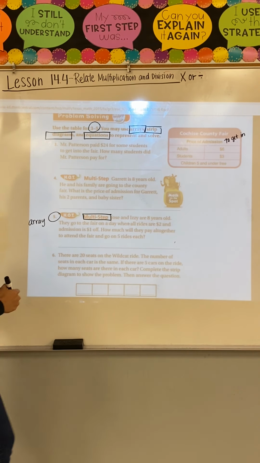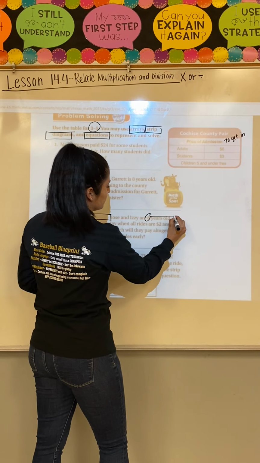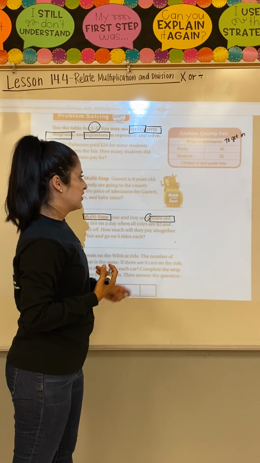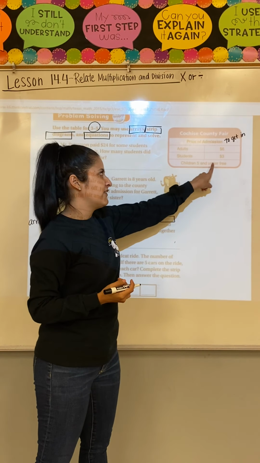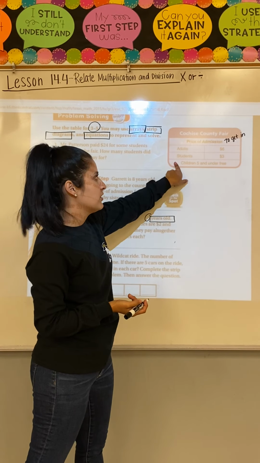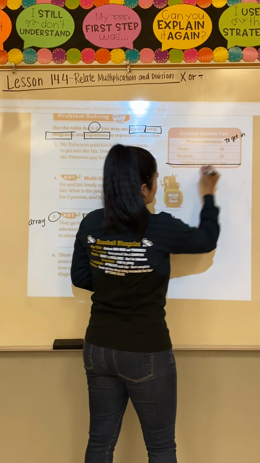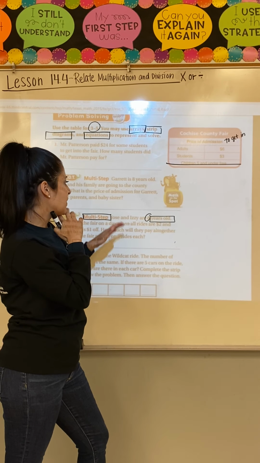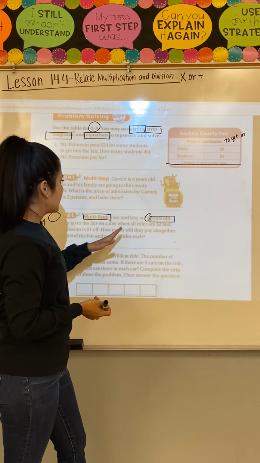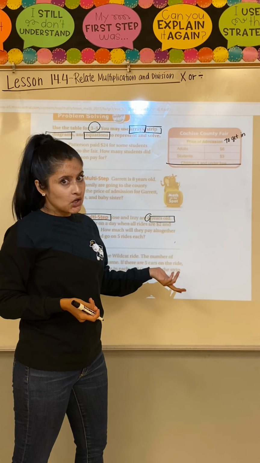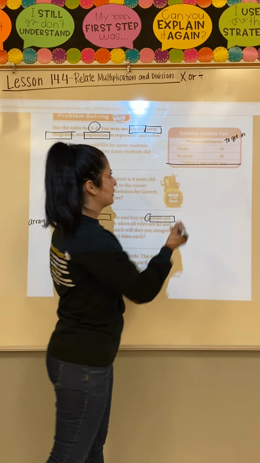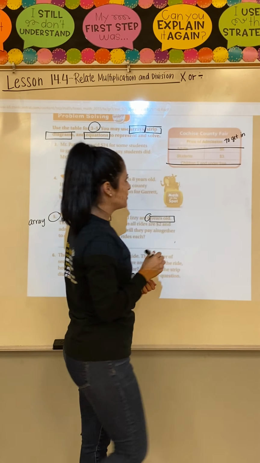Jose and Izzy are 8 years old. Okay, before I keep reading, let's think about this. Are they going to fall under the children 5 and under that are free? No, because they're 8. 8 is greater than 5, so that doesn't apply to them. Well, is Jose and Izzy considered an adult? No, because Jose and Izzy are 8 years old. An adult is 18 years old. Well, that doesn't pertain to us.